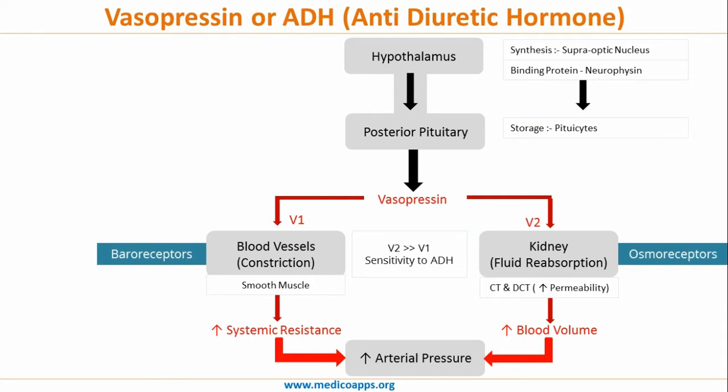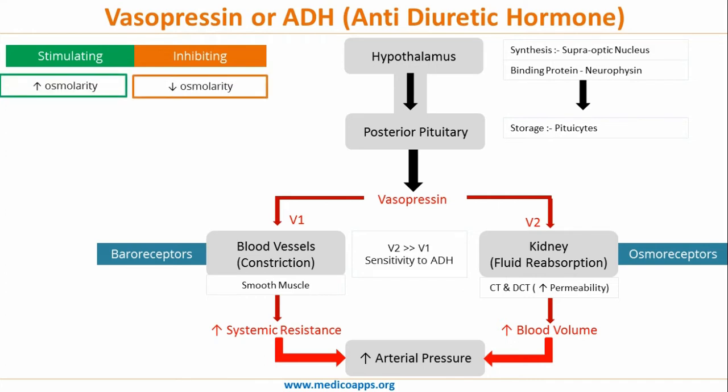At the blood vessel level there are baroreceptors, and at the kidney level there are osmoreceptors, which give various stimulating and inhibiting signals. Let's talk about these signals one by one. First is osmolarity. What happens when the blood osmolarity increases? Osmolarity increases means blood becomes thicker. If blood is thicker, you want the body to conserve fluid, so you want fluid reabsorption to happen. So it is a stimulus for ADH production and secretion.